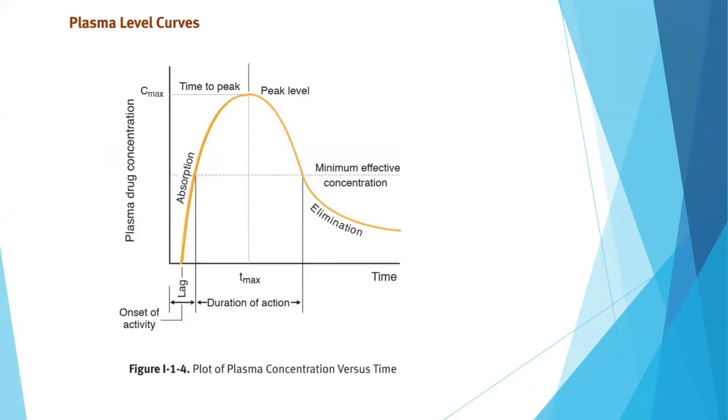Now, here you can see in this curve, the x-axis shows the duration of action or the time, and the y-axis shows the plasma drug concentration. We can see the Cmax, that is the peak concentration of the drug in the plasma, and the time taken from the administration of the drug to the peak concentration of the drug is called time to peak. And after peak concentration, there starts the metabolism of the drug, and then there is also elimination, which gradually decreases the drug level in the plasma.